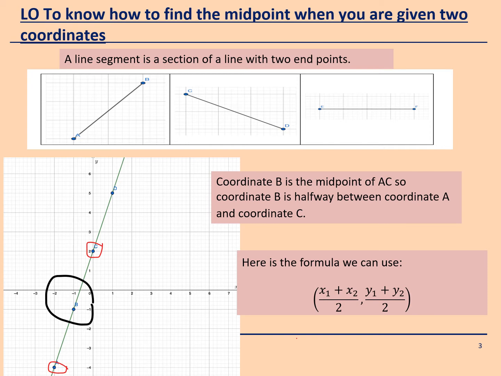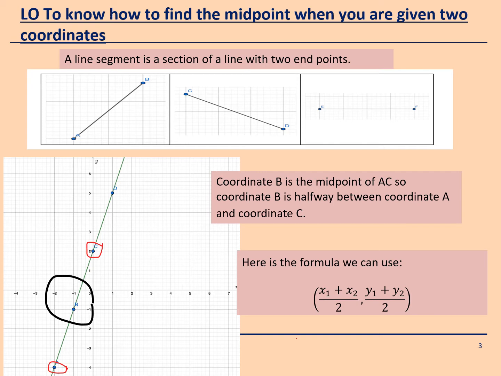So today's lesson objective then is midpoints. So we need to understand what a line segment is. A line segment is a section of line with two endpoints. Halfway between the two endpoints is the midpoint. So if we look at coordinate B on the graph here, B is the midpoint of AC. So halfway between A and C.